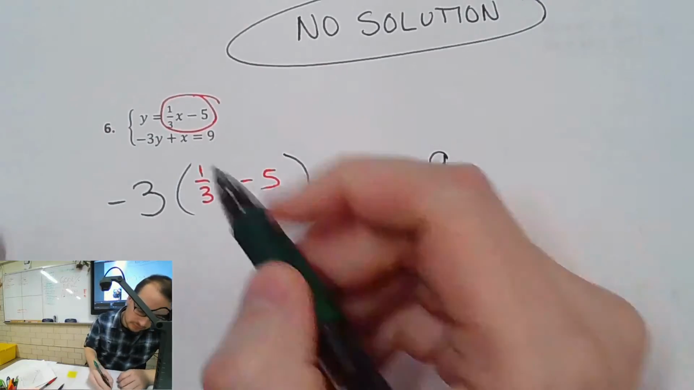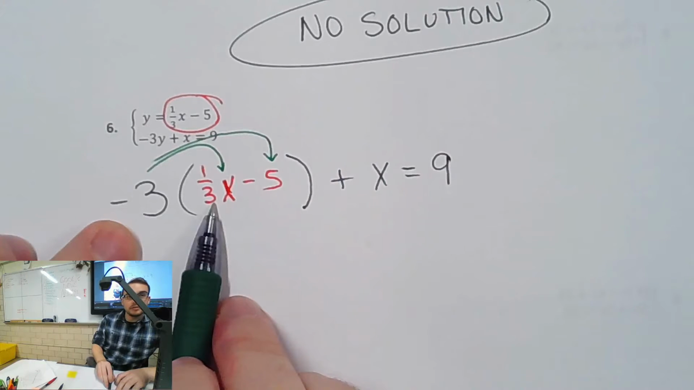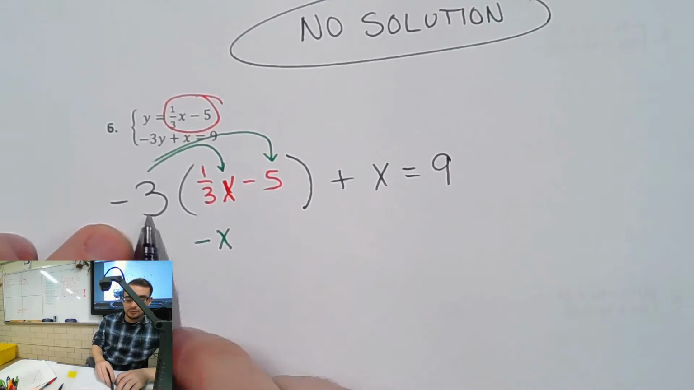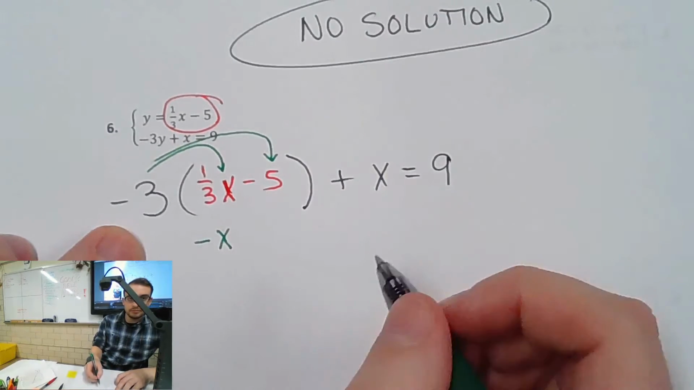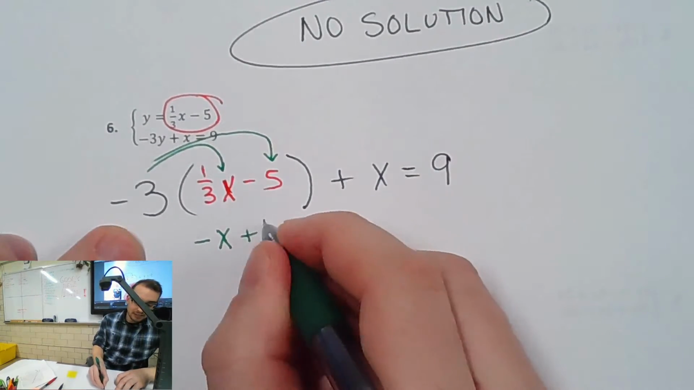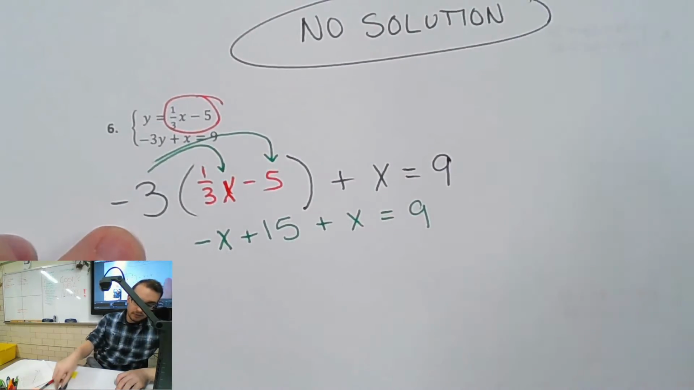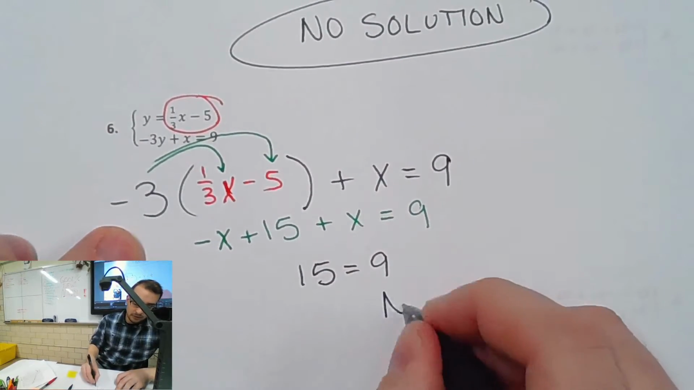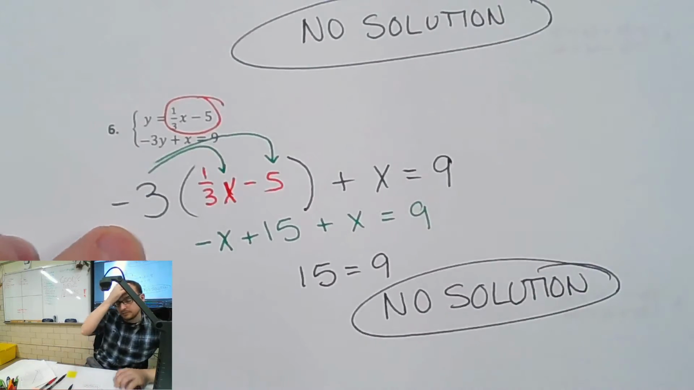We distribute. What's negative 3 divided by 3? Negative x. Negative 1 times 1, negative 1. So negative x, positive 15. 15 equals 9. No solution now. Negative x and positive x go away. We get 15 equals 9. No solution. So we must have parallel lines again. Maybe one of them has a solution.